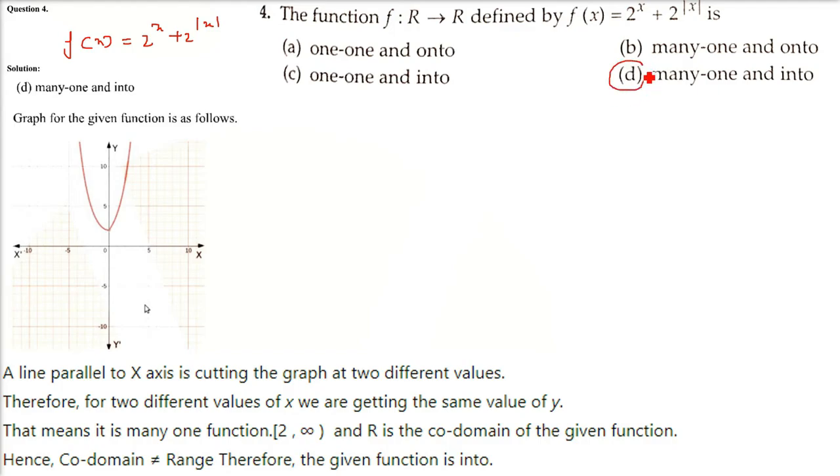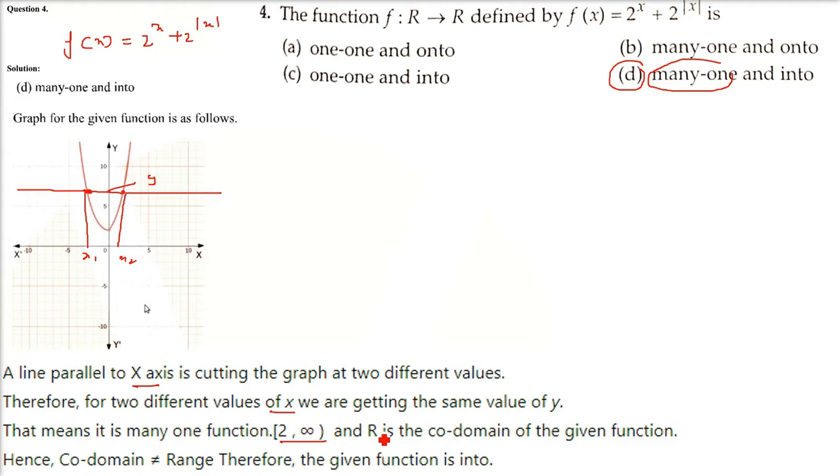The answer here is many to 1 and into. So if you see this graph and we pass a horizontal line test, you will see that for 2 x values you get a single y value. That clearly means that it is many to 1. It is a function, but this is many to 1. This is called the horizontal line test. Vertical line test, we see it to be a function or not. So horizontal line test is many to 1.